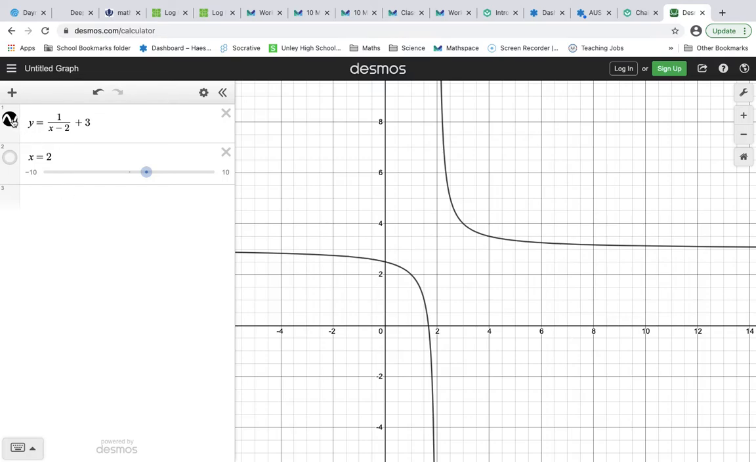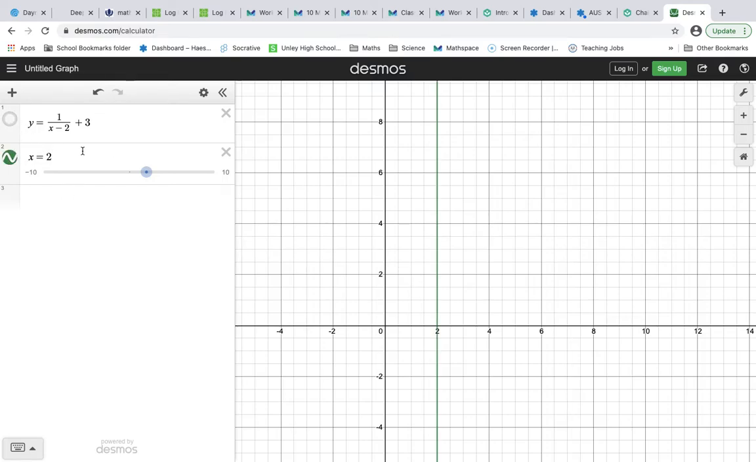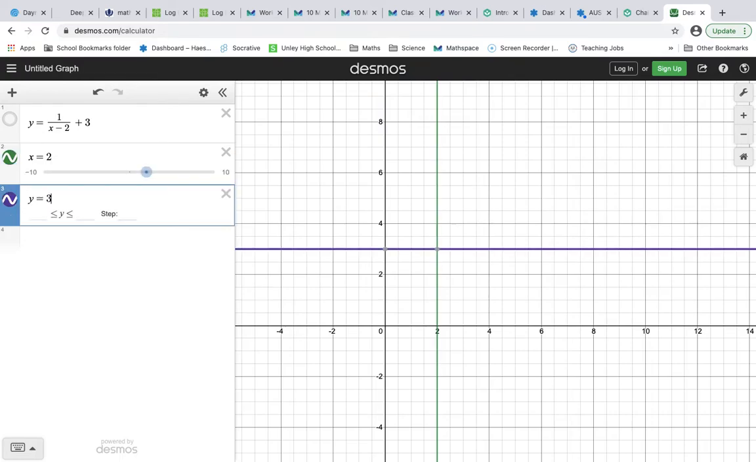Before I did a sketch of that, I would actually draw in those asymptotes. So we had y equals 3. And then I would sketch in my hyperbola, not worrying about it too much, because it's just a sketch, right? I wouldn't have to plot 10 different points. So you draw in those asymptotes.